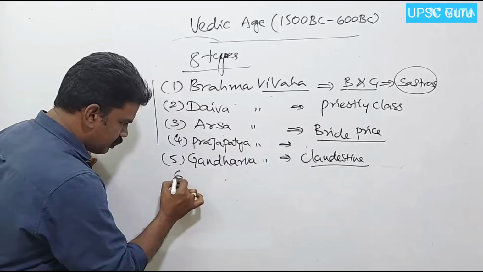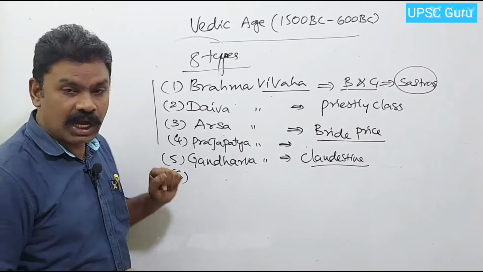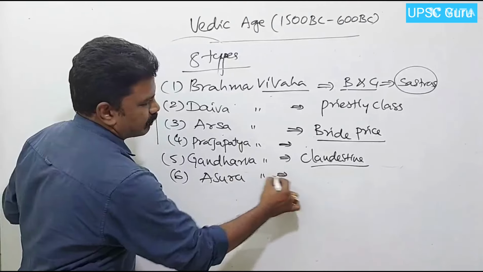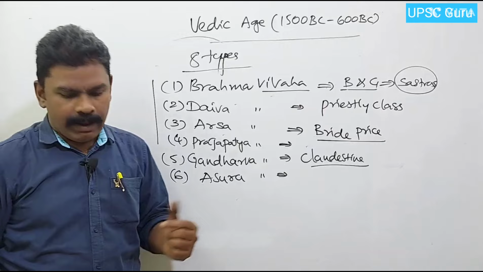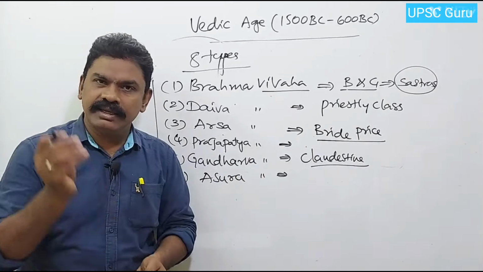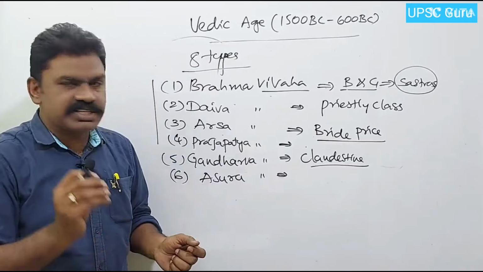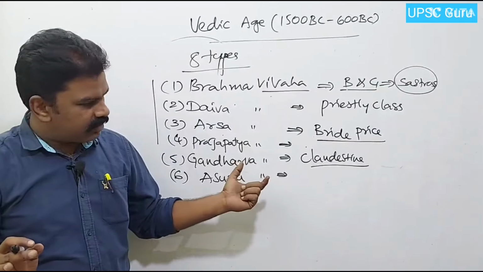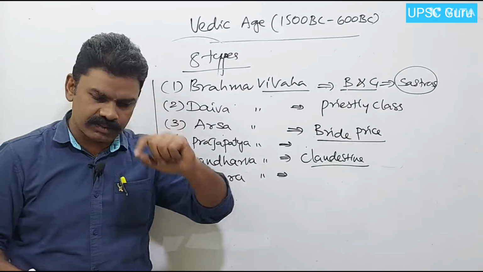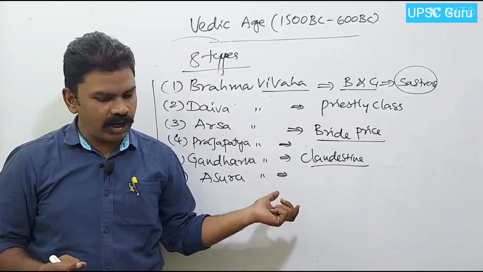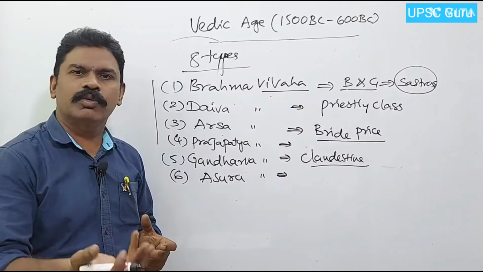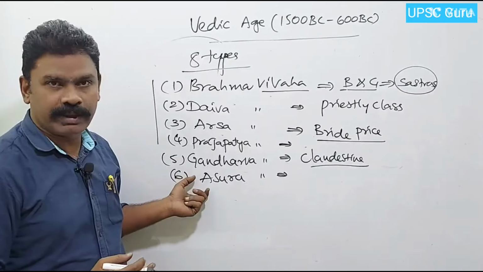After this comes the sixth type of Vivaha, Asura Vivaha. In this Asura Vivaha, the marriage is by purchasing a girl without considering the interest of the girl. Here there is no interest of the girl. The girl will be purchased by some other person in order to get married. The person who is purchasing will get authority over the girl. That was the Asura type of marriage.